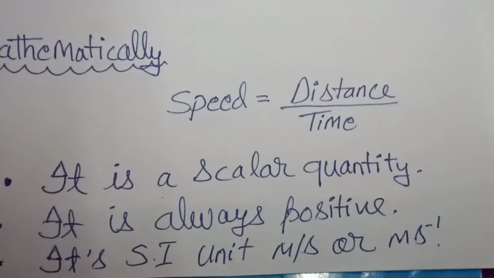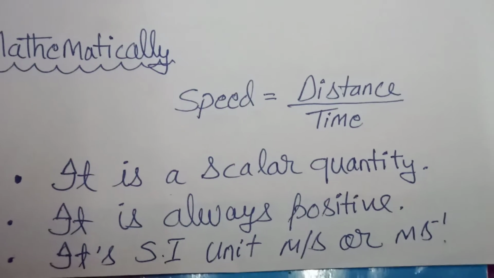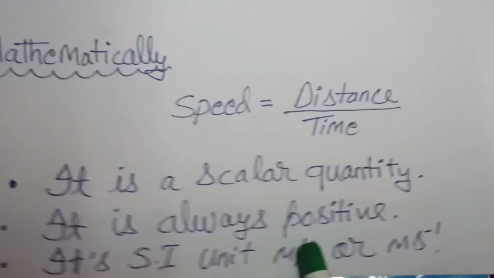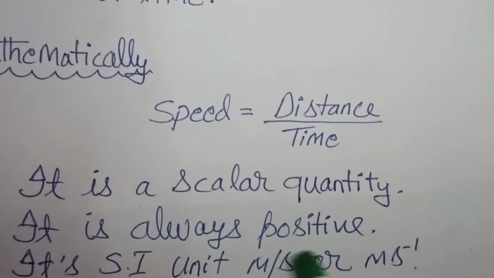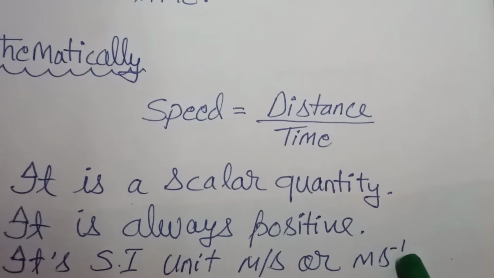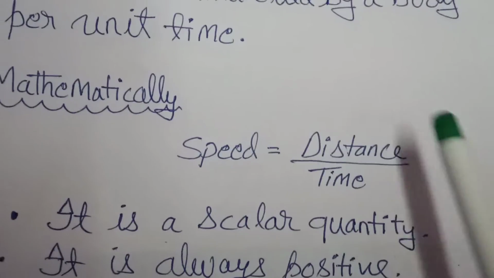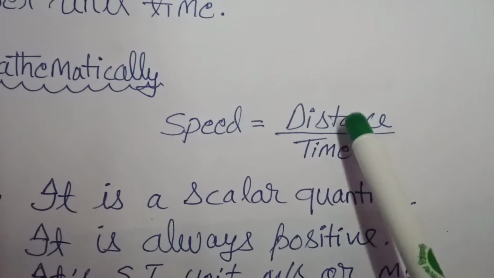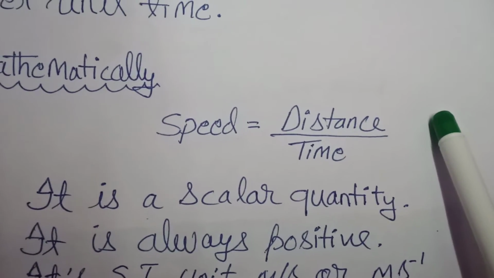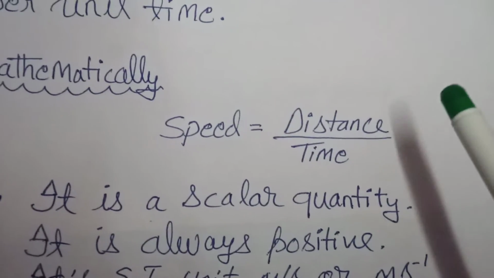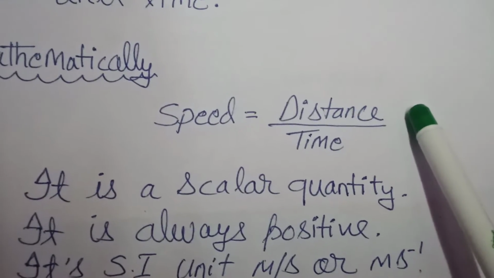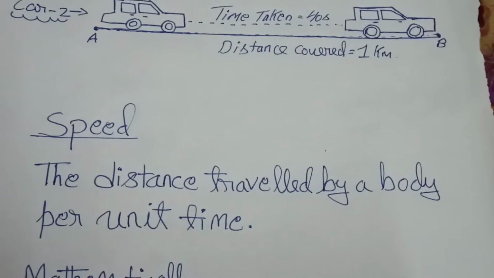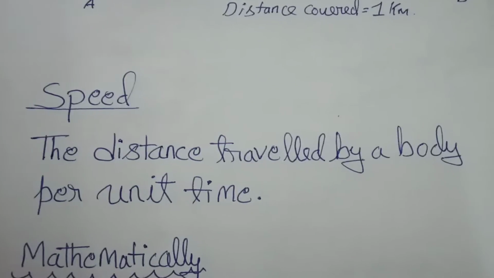And here's a very important point, the third point, SI unit. The SI unit for speed is meter per second. I've given it in two ways. This is also known as meter per second and this is also known as meter per second. Then how do you find meter per second? From the formula also we can find the SI unit of speed. The SI unit for distance is meter and the SI unit for time is second. So from here we can calculate meter per second. So this is actually what speed means.